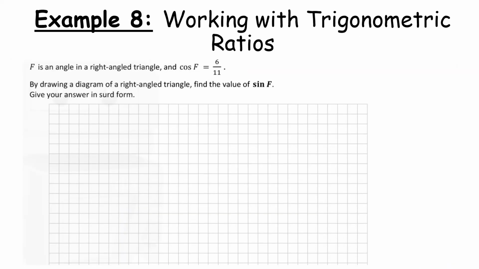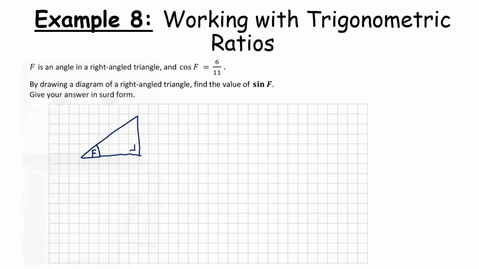So now let's look at a question which takes what we know about trigonometric ratios but challenges us to use it in a different way. So f is an angle in a right angle triangle, and the cos of f is 6 over 11. So the first thing they're talking about is the fact we have a right angle triangle, but they didn't give it to us. So let's sketch out our right angle triangle. And they've said the cos of f, so f must be an angle in the right angle triangle, and we can assume that it's not the right angle.